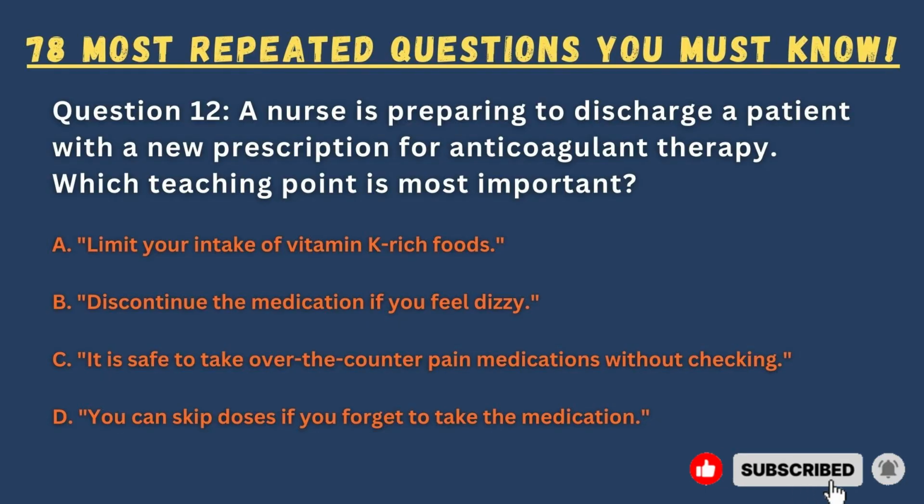Question 12. A nurse is preparing to discharge a patient with a new prescription for anticoagulant therapy. Which teaching point is most important? A. Limit your intake of vitamin K-rich foods. B. Discontinue the medication if you feel dizzy. C. It is safe to take over-the-counter pain medications without checking. D. You can skip doses if you forget to take the medication.